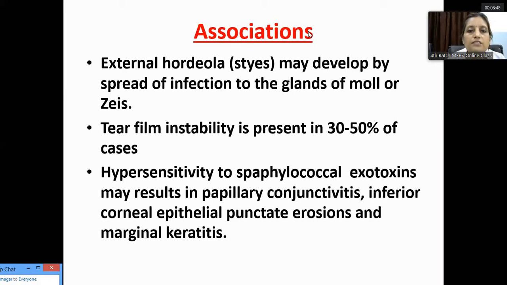Hypersensitivity to staphylococcal exotoxins may result in papillary conjunctivitis, inferior corneal epithelial punctate erosions, and marginal keratitis. In the first picture which I have shown, there is a marginal keratitis. That is also due to the staphylococcus organism. They release toxins, and that causes severe inflammation, and you will see papillary conjunctivitis and deficiency of the tear film. At the same time, it will result in corneal erosions.